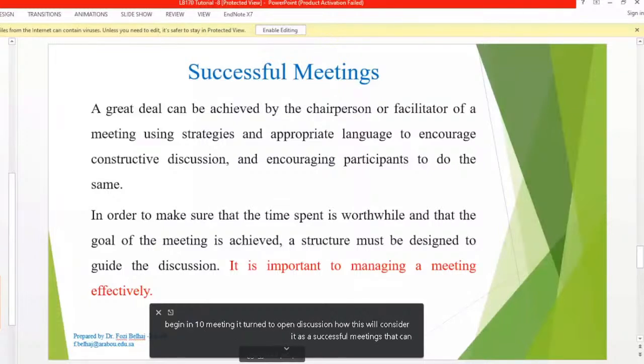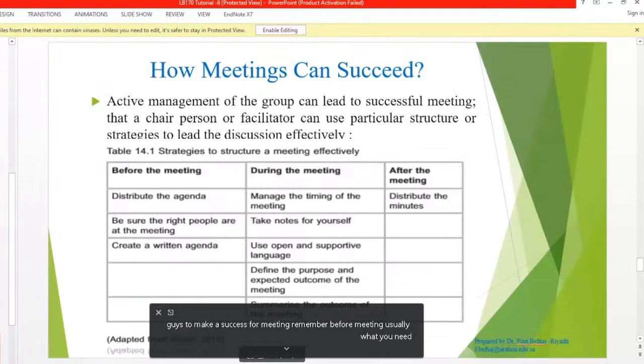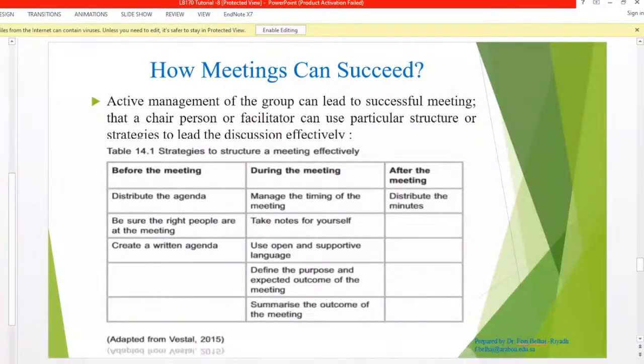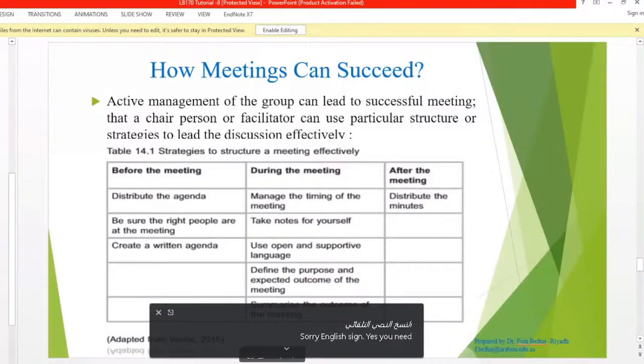But for successful meetings, you need to remember three things: what you need to do before the meeting, what you need to do during the meeting, and what you should do after the meeting. Okay guys, before the meeting, usually you need to distribute the agenda in good time. Yes, you need to make sure of the right people. Not just anyone attends, there's no need. You invite the right people. You create a written, documented agenda. This is before the meeting.